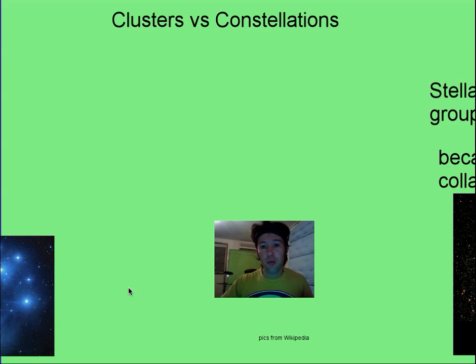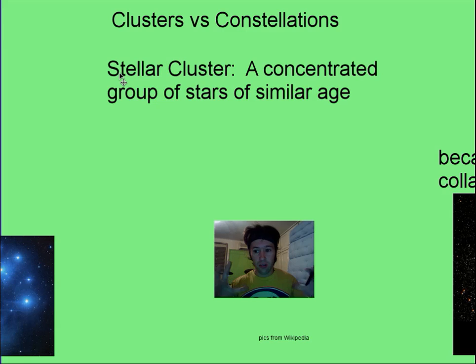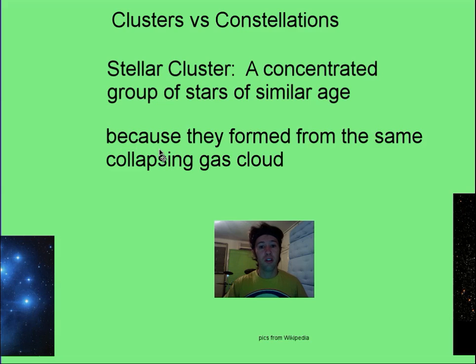You have to know the difference between a cluster of stars and a constellation of stars. They're very different. A stellar cluster, drag the definition on here, is a bunch of stars packed together and they're all of a similar age. We know they're of the same age because they all formed from the same cloud.